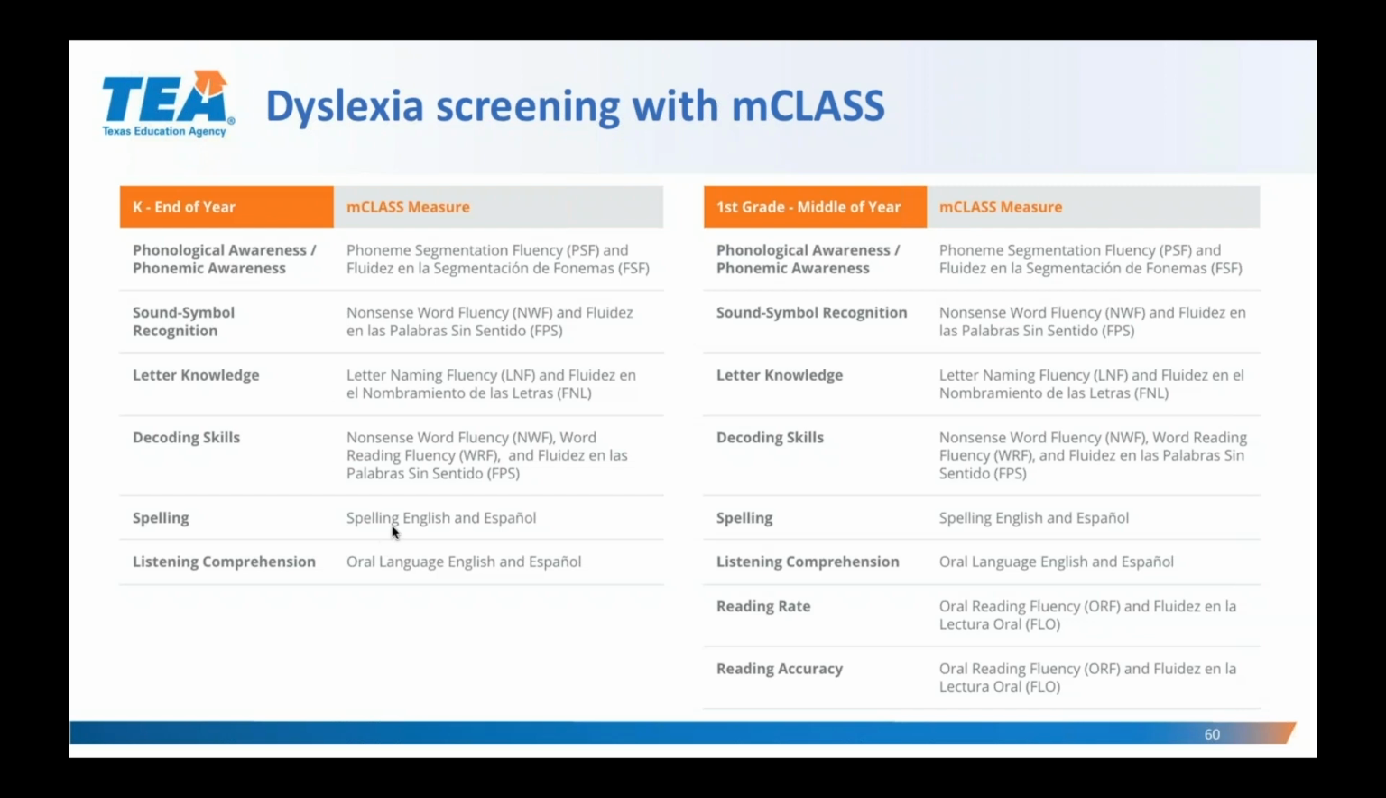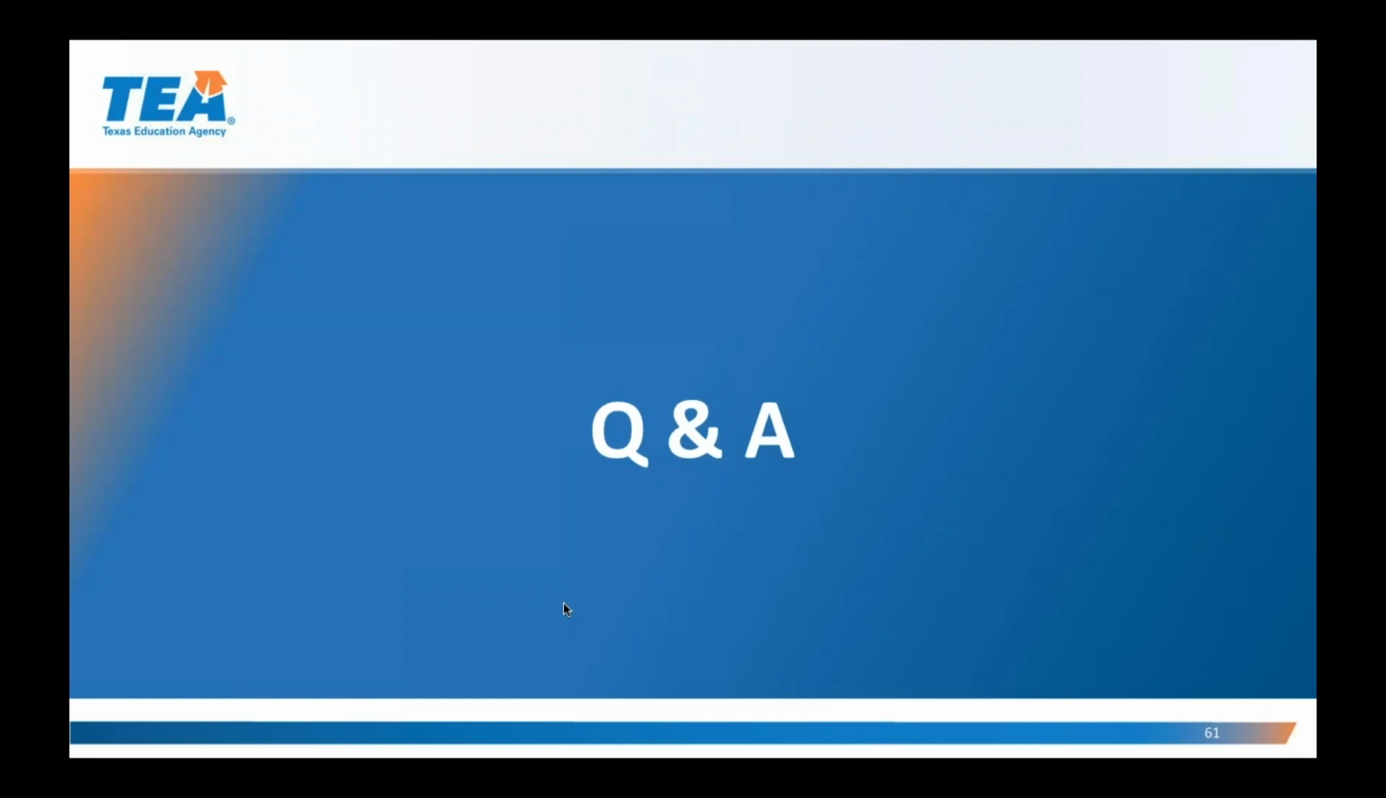So if the beginning of the year feels crazy and you don't have time to learn about oral language now, no worries, you can come back to the course, to those online modules when it gets closer to your EOY window, and you can learn about the spelling and the oral language then. Questions? What can we answer, either about the dyslexia screenings or about mCLASS in general?